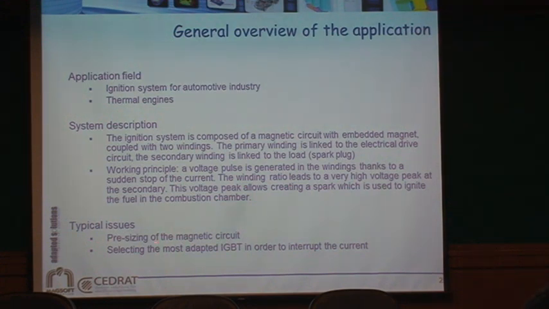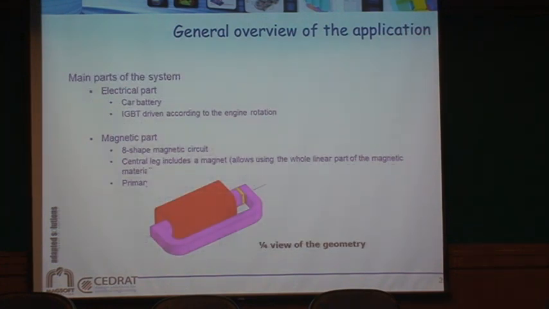So what do we have to do? Presizing of the magnetic circuit, and try to find the best semiconductor to interrupt the current. Okay? So that's some of the things we have to do, but we want to look at it at a system level. So here is the main part. We have the car battery, we have the IGBT, okay, which is driven depending on, it used to be spark, what they were called.